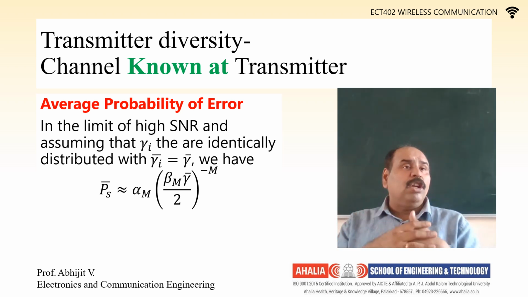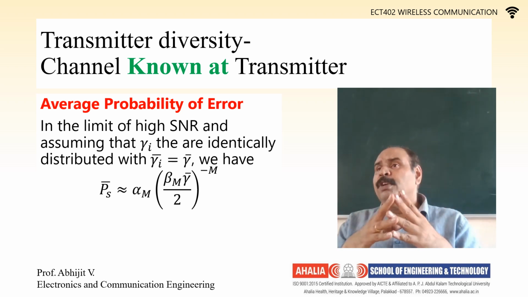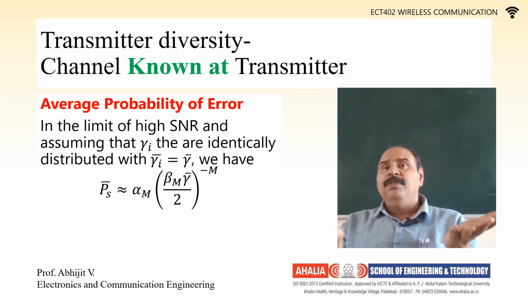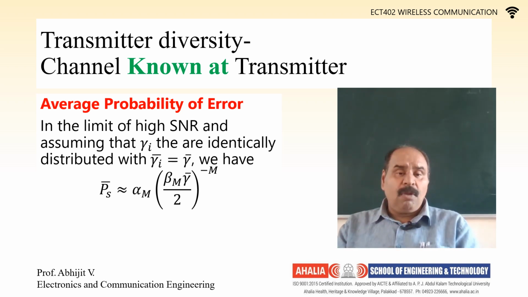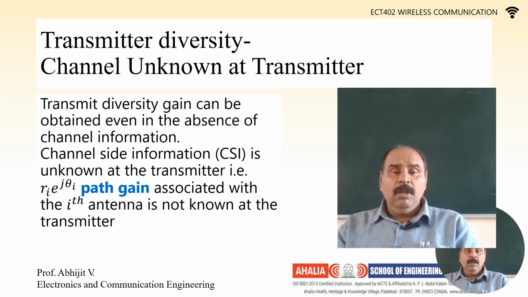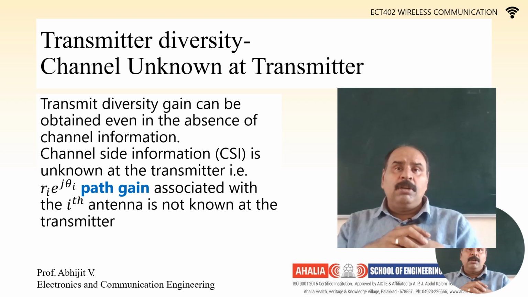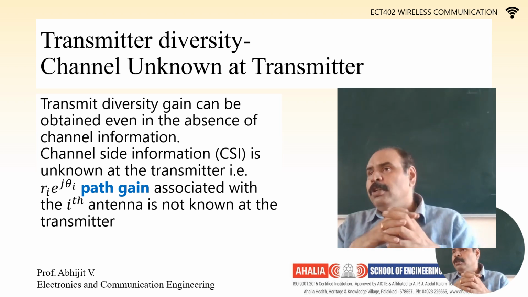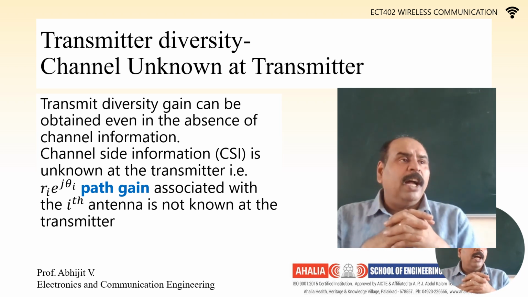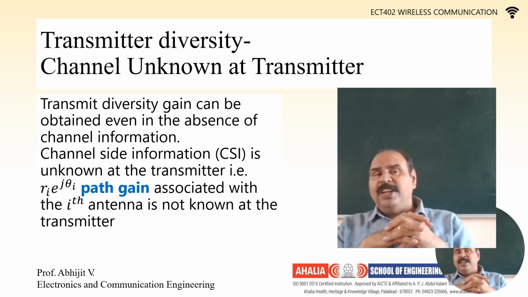We will have more confusion in the next case, where we do not have any path gain information about the wireless channel at the transmitter. The second case, which is extremely important and more likely to appear in your question papers, is the channel being unknown to the transmitter. The transmitter diversity gain can be obtained even in the absence of channel information. This was done with severe research work by Alamouti. That is why it is called the Alamouti scheme.